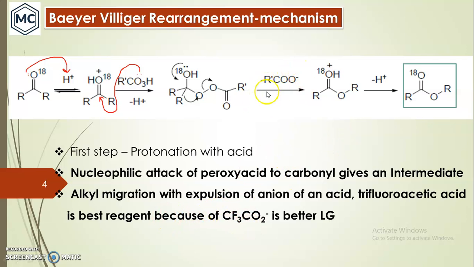In the case of peroxy acids, the best peroxy acid is trifluoroperoxyacetic acid, CF3CO3H, better than peroxyacetic acid, because CF3CO2 is a very good leaving group, as it can stabilize the anion.